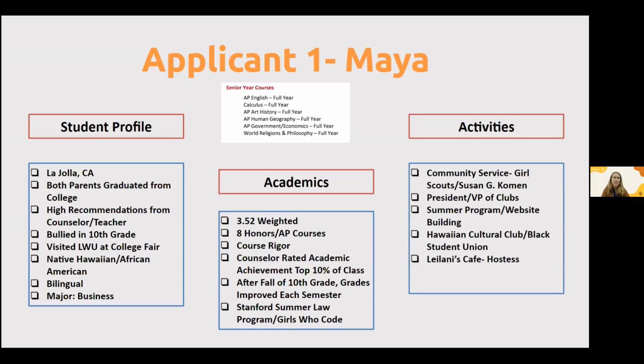And then some of the activities that she listed on her resume. Community service: she has been involved with Girl Scouts for many years, as well as the Susan G. Komen Foundation. It mentioned that she raised about $5,000 through her efforts, which is really awesome. She was a president and vice president of multiple clubs on campus, so those leadership skills.